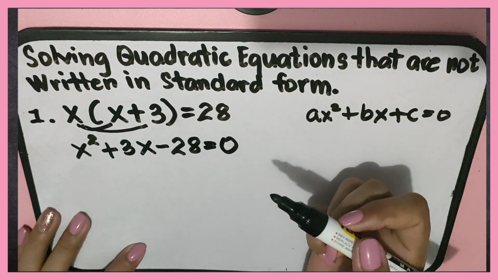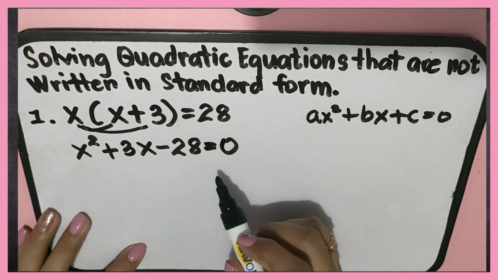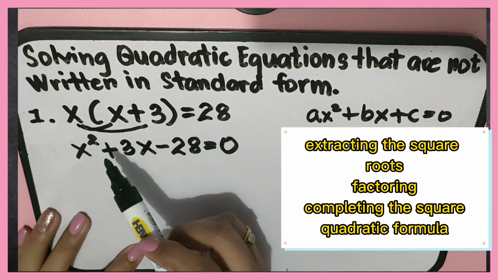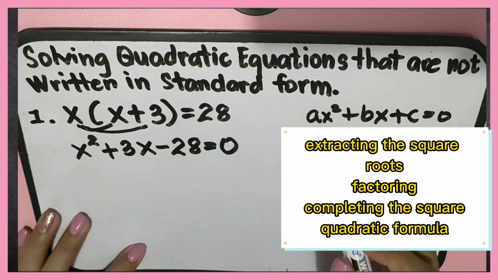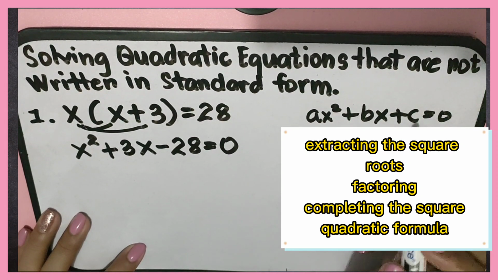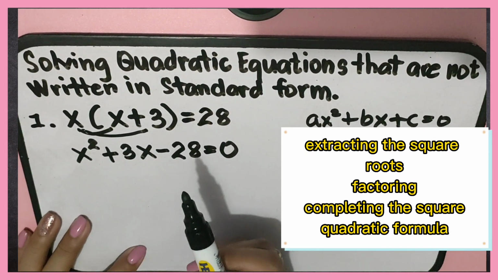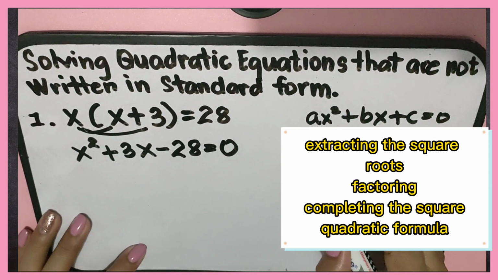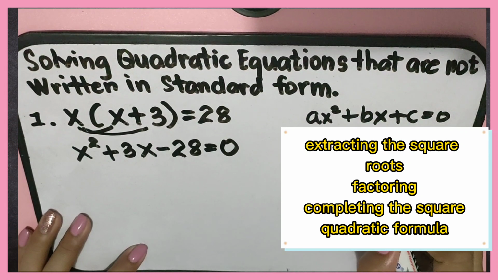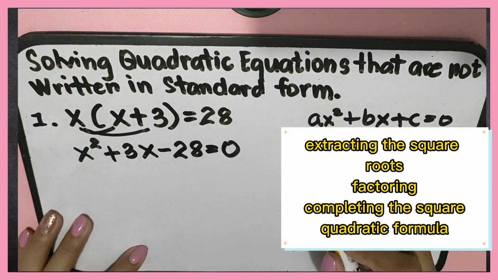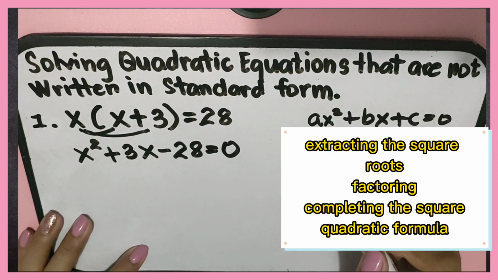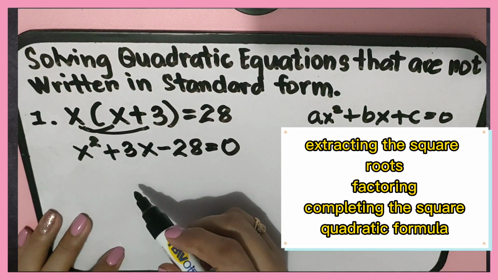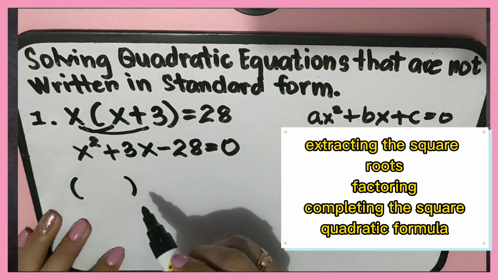equals 0. Now, let us get the solution or roots of this quadratic equation. So, as you can see, the equation is now in standard form ax squared plus bx plus c equals 0. So, let us recall the 4 ways in solving a quadratic equation. So, we have extracting the square root, then we have the factoring method, completing the square, and quadratic formula. For this example, let us use the factoring method.